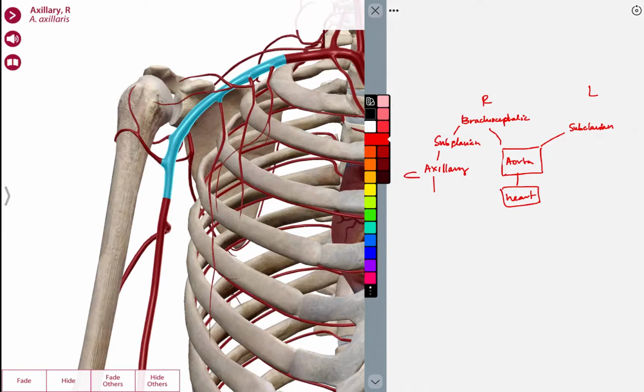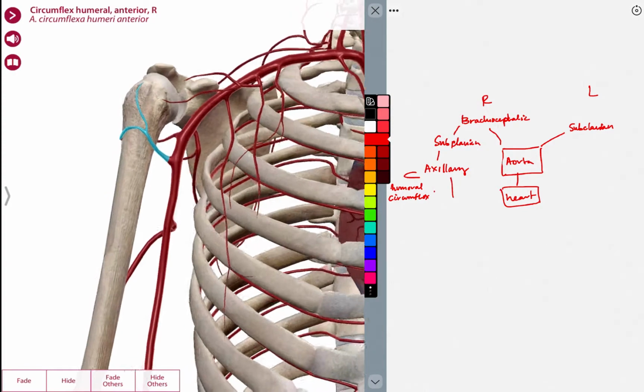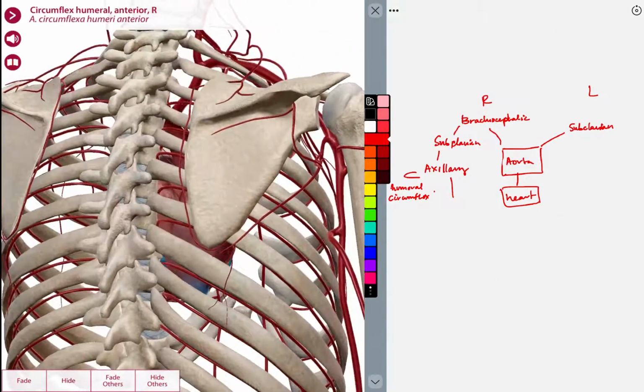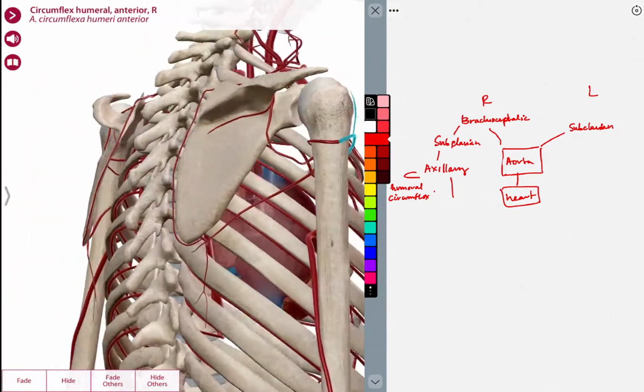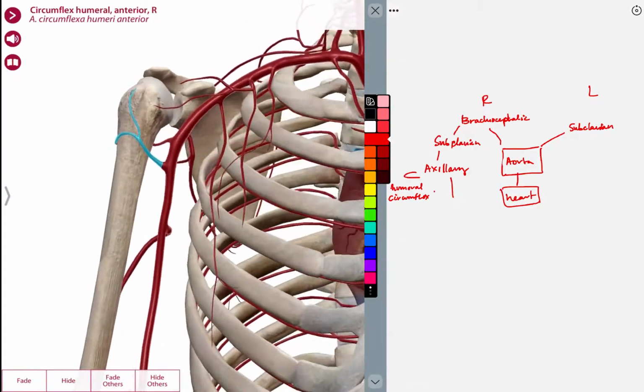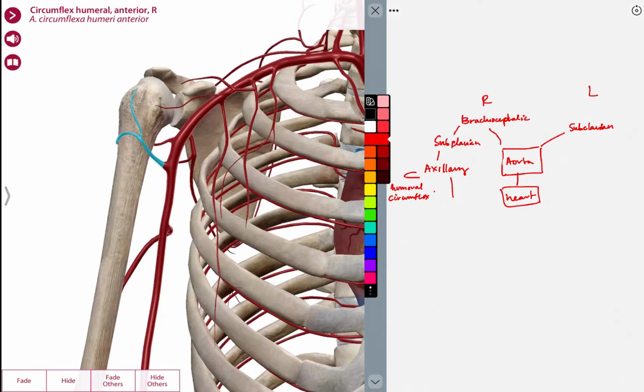And one thing I am going to call your attention to while we're in this region is this one right here. This is called the circumflex humeral artery. And anytime you see that word circumflex, it means wrapping. If you look at this one, this circumflex artery wraps all the way around that humerus. Visible Body has it separated into an anterior and posterior branch. But anytime you see that word circumflex, it means that that artery wraps around something.